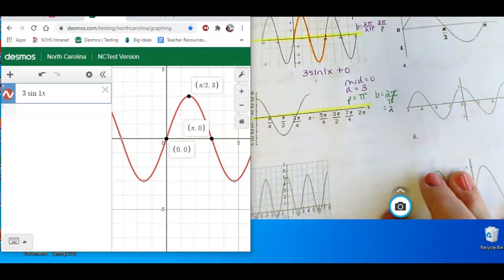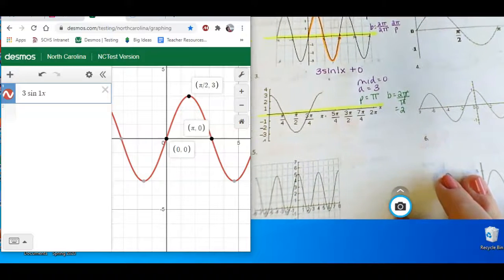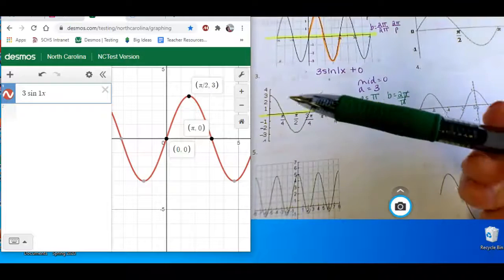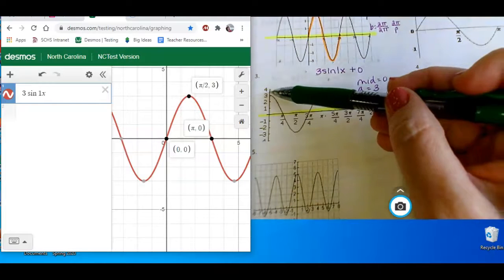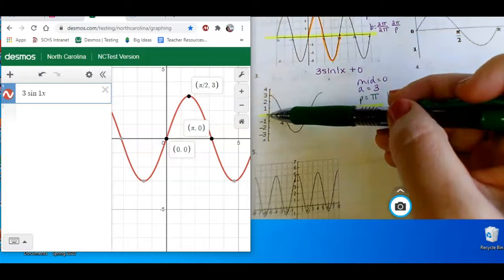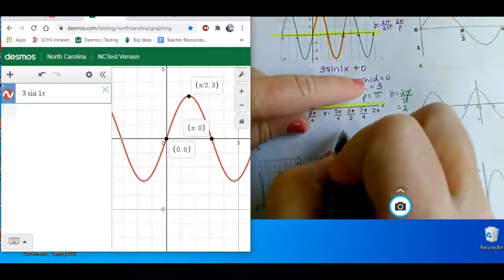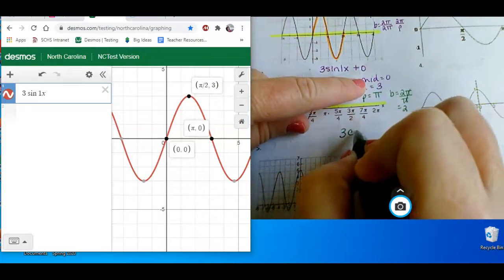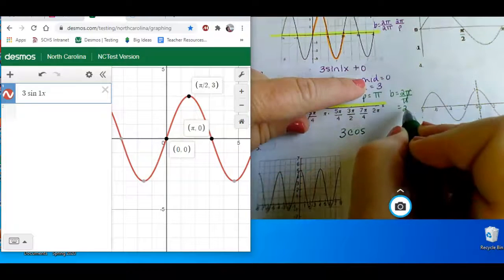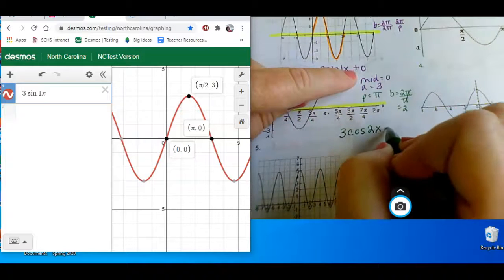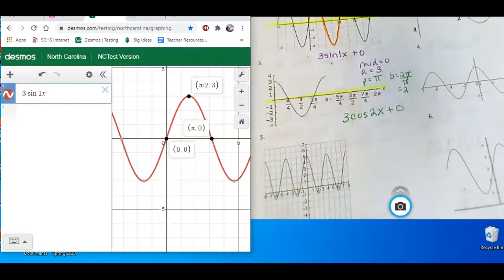Alright, is this graph going to be sine or is this graph going to be cosine? Cosine. Because it doesn't start at 0, it starts up here. If it starts somewhere else other than 0, it's not sine. Okay? So let's write out what we know. We've got 3 cosine b, x always goes beside the b, and then our midline's at the end, plus 0. You don't have to have the plus 0, but if it helps you to make sure you have all the things there, then go ahead and do it.